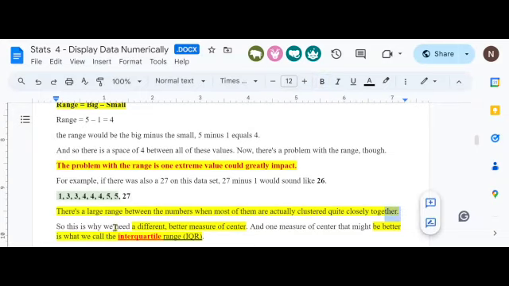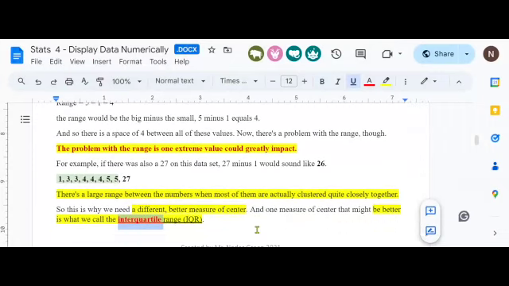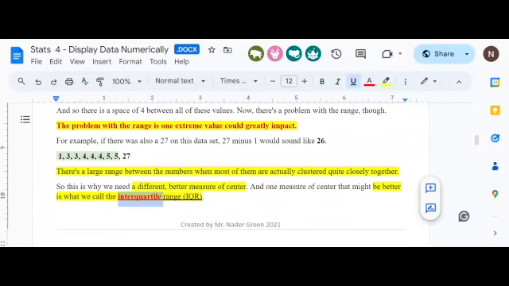So this is why we need a different or better measure. One measurement we're going to use is called the interquartile range. And we learned this last time, so I don't have to repeat this again. So the range is not a good measurement. We have to find another measurement.